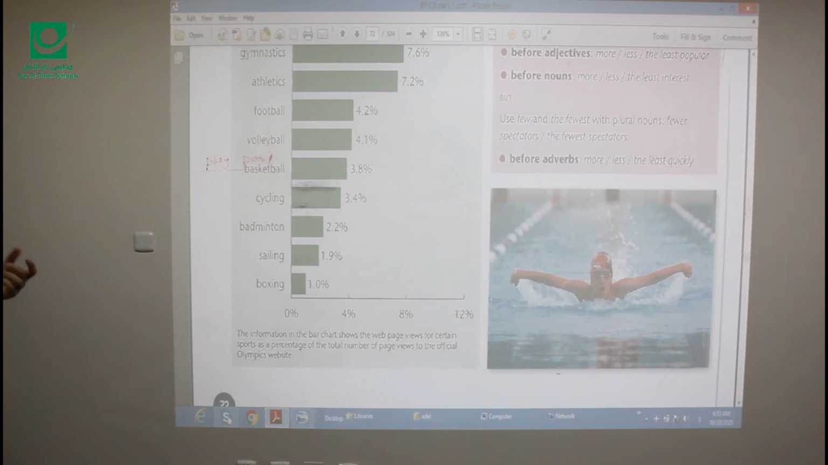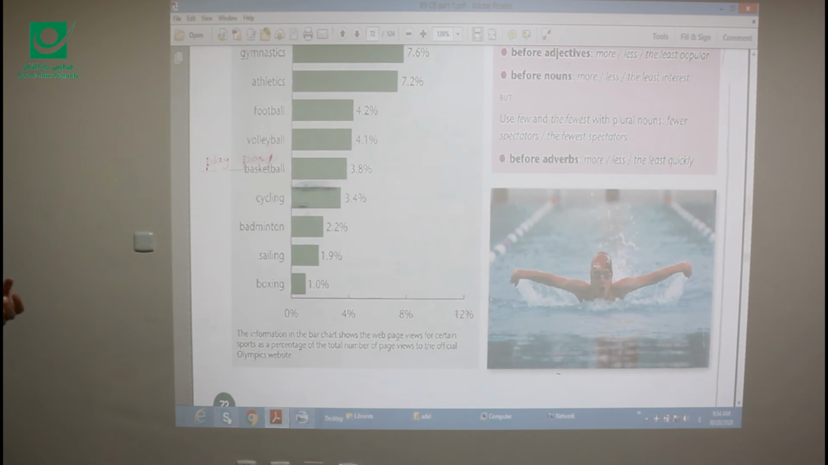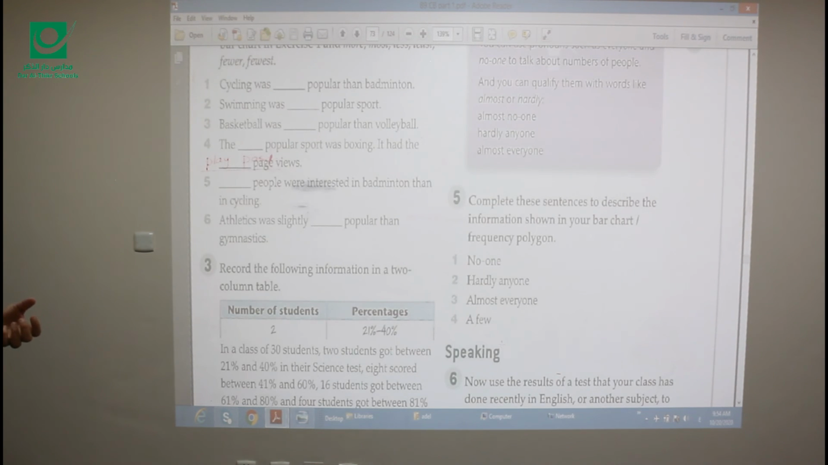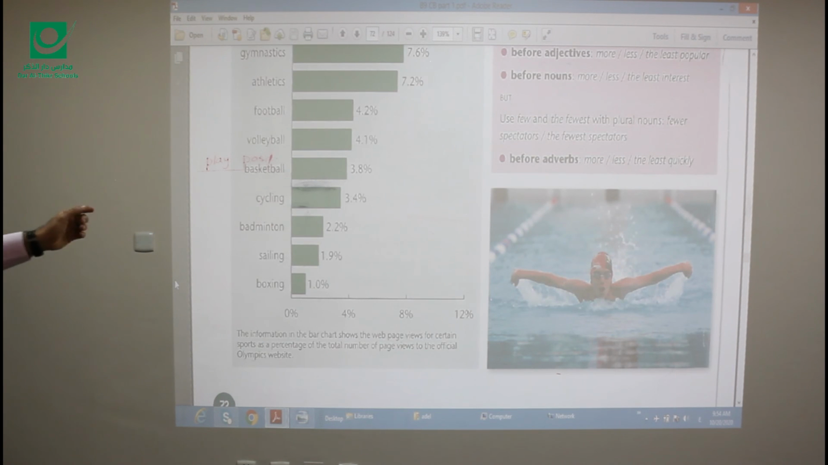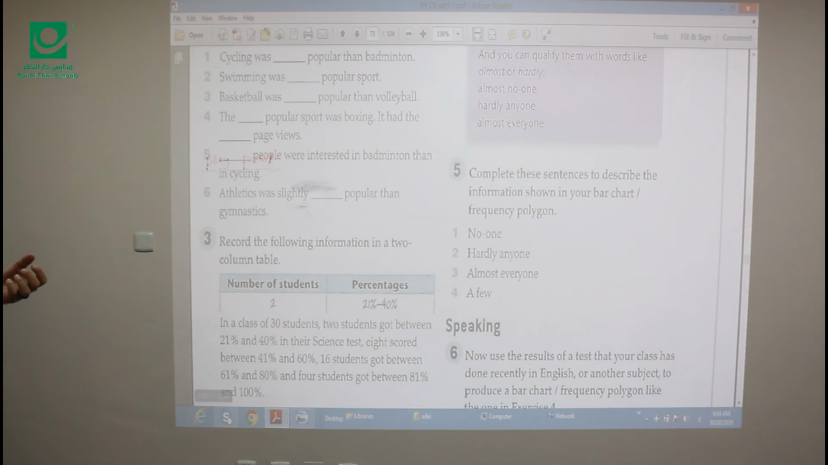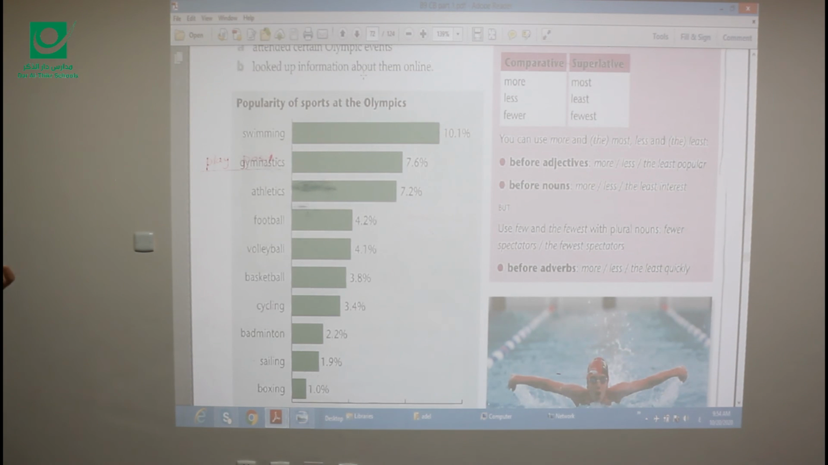So you can find a few of them. Hardly anyone served the website for sailing. You may also use no one at all. So yes, no one served for boxing, for example. The last one is a few number of people, and then you come back to the popularity chart, and so on. You do the same with the rest of the sports.